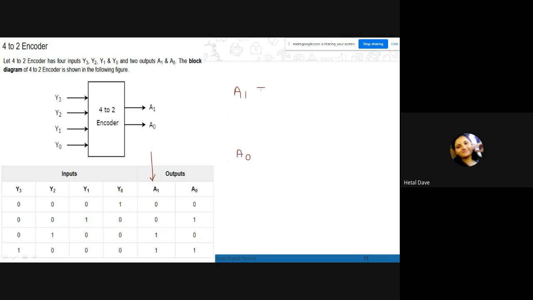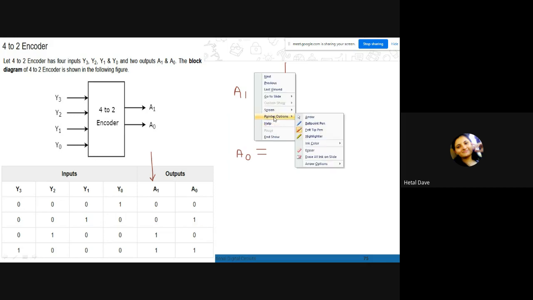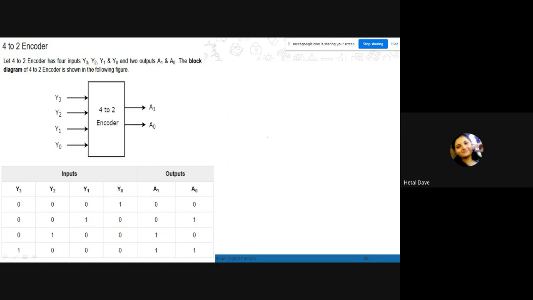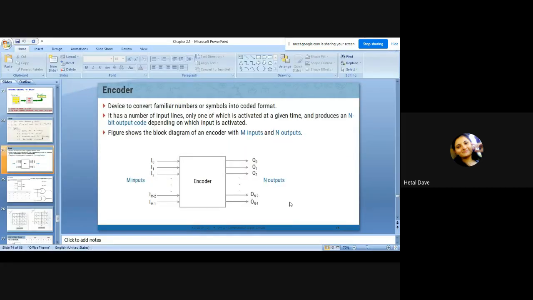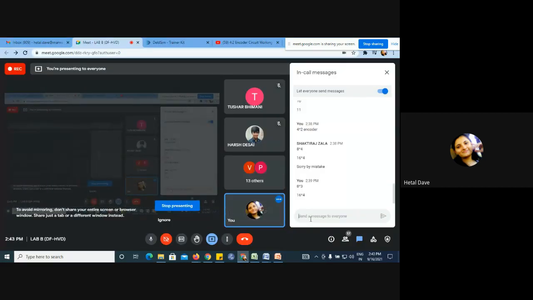So which method will be used? Can anyone tell me, please? If I want to find the equation of A1 and the equation of A0, which method will be used? So here I can make a K-map. Okay, let me ask some question first of all. I should make a K-map, right? I will make a K-map. Can anyone tell me how many cells should I draw in the K-map?